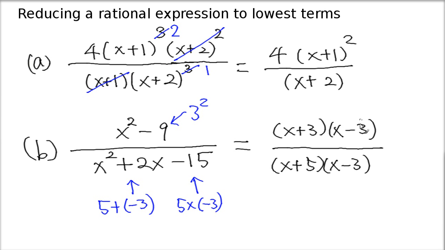Now you see x minus 3 both in the numerator and denominator. You can cancel them out. And this is reduced to x plus 3 over x plus 5. Okay, next example.